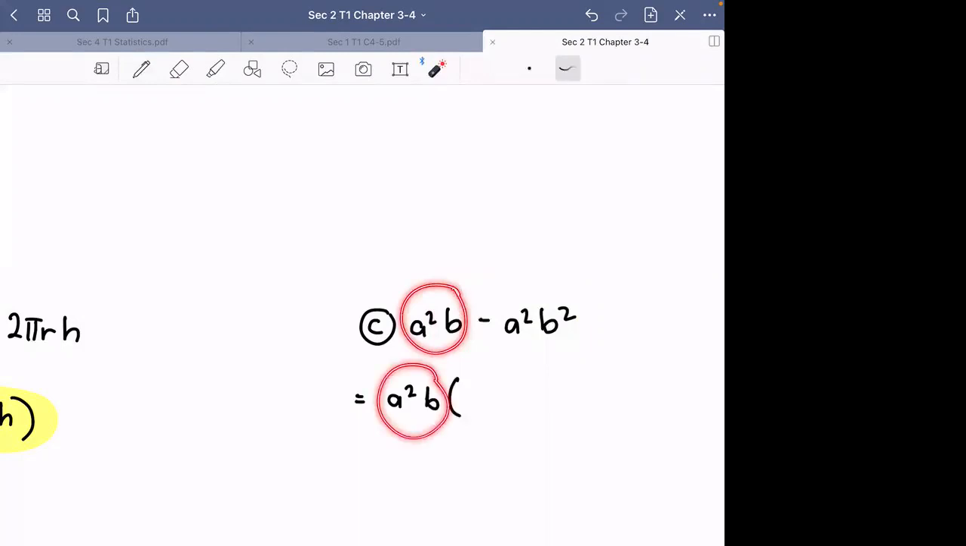So a squared b divided by a squared b. What do you get? 1. Okay, it's 1. 1 minus, so a squared b squared divided by a squared b. What do you get? So a squared is cancelled because it's 1. How about b squared divided by b? B. So obviously, b. Okay, that's it. So that's your answer for letter C.